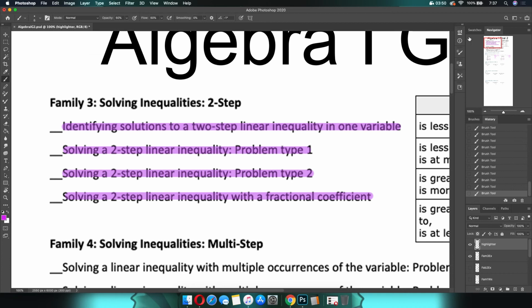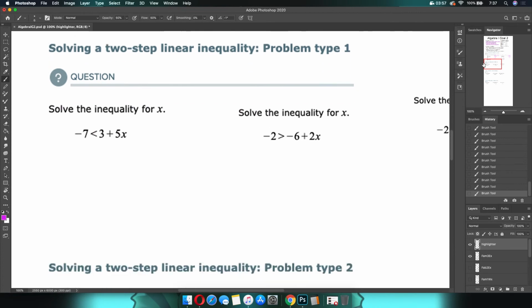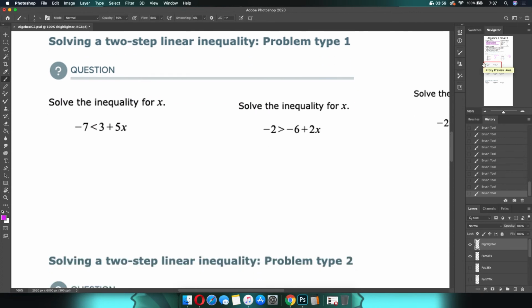So, first topic of the family, done. Next, solving a two-step linear inequality. That's this bunch right here. And this is exactly what you were doing in chapter 1. There shouldn't be anything really new here. The only thing that's different is the sign.